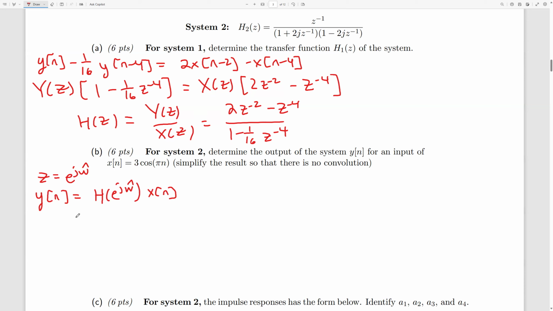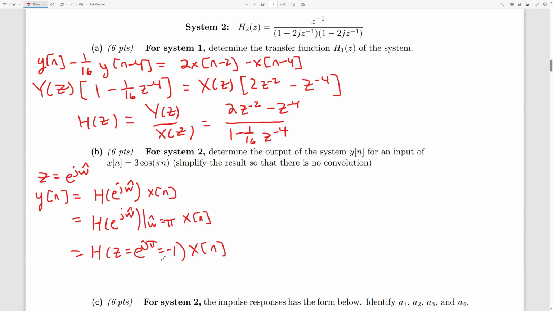So I'm going to say y of n equals H of e to the j omega hat at omega hat equals pi, times x of n, which is equivalent to saying H of z at z equals e to the j pi, which is equal to negative 1, times x of n. So anywhere I see z inside my transfer function, I'm going to substitute in negative 1.